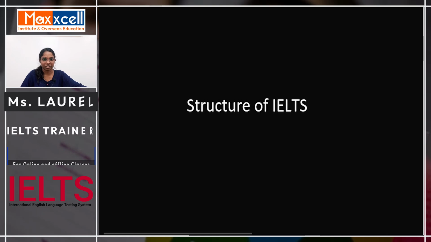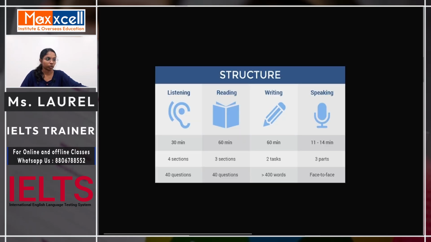First, let us understand the structure of IELTS. Now, for IELTS, you have a total of 4 sections, namely listening, reading, writing, and speaking. For listening, you have a total of 30 minutes. For 30 minutes, you get a total of 4 sections. 4 sections means 4 different audios. Based on these 4 audios, you get 40 questions.